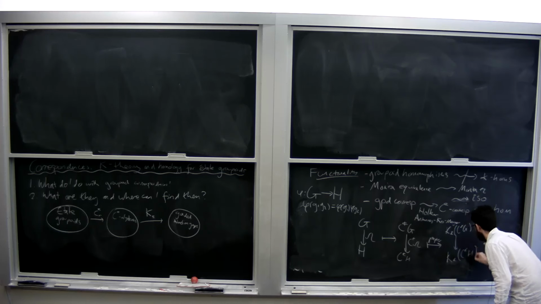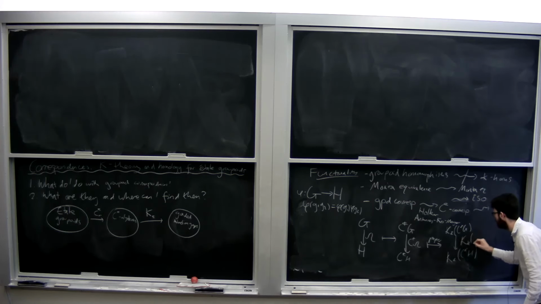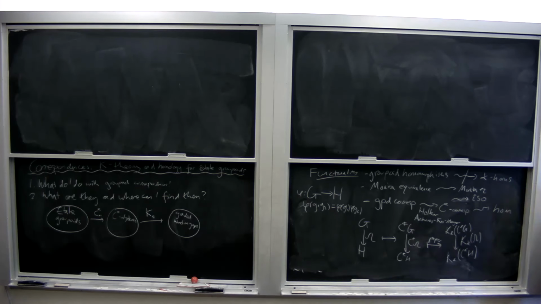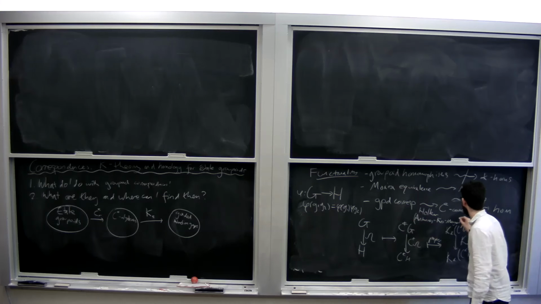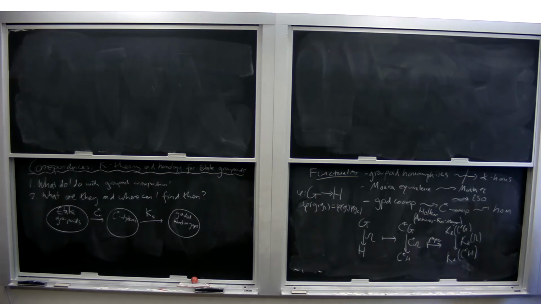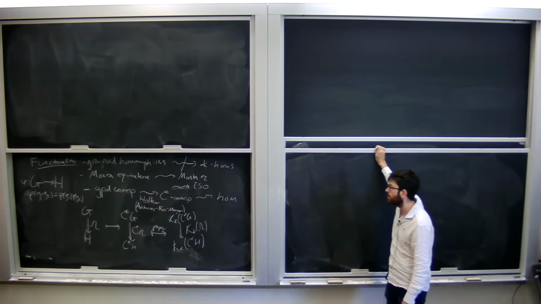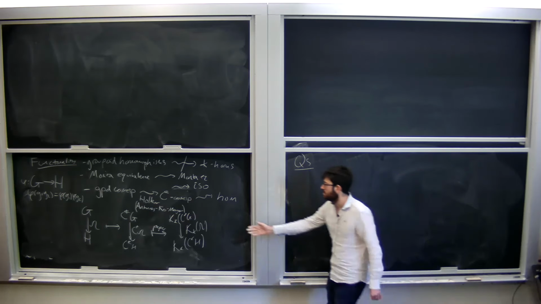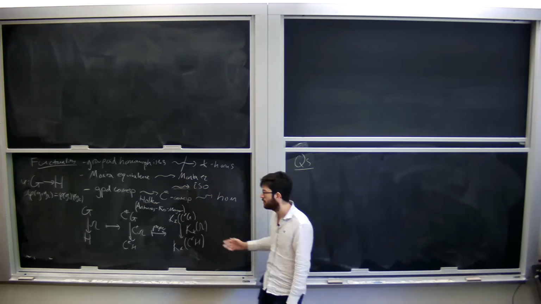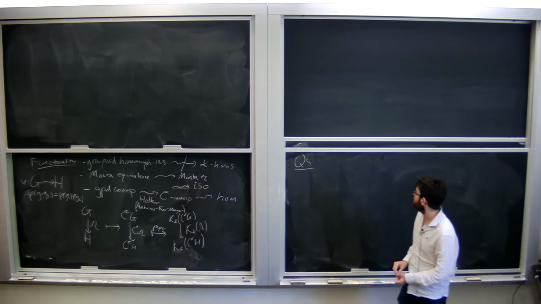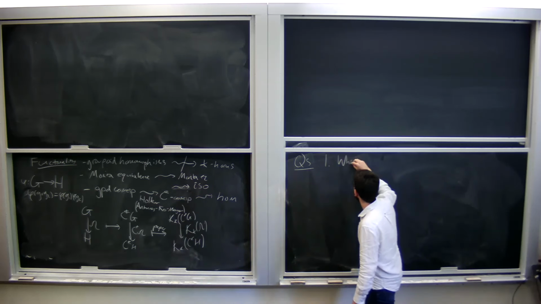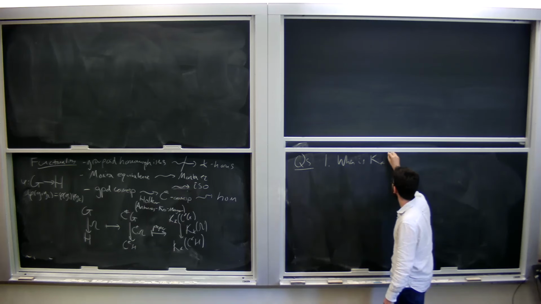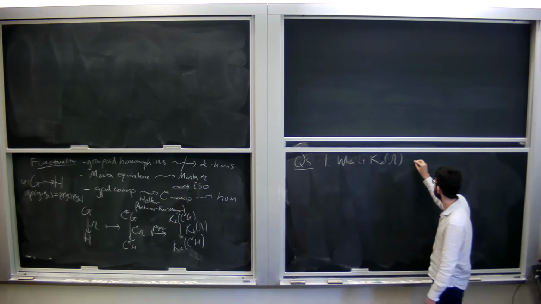So I'm going to call this map here K-star of omega. What I want to understand is, how can we understand this map K-star of omega in terms of omega? So for example, when is this an isomorphism?